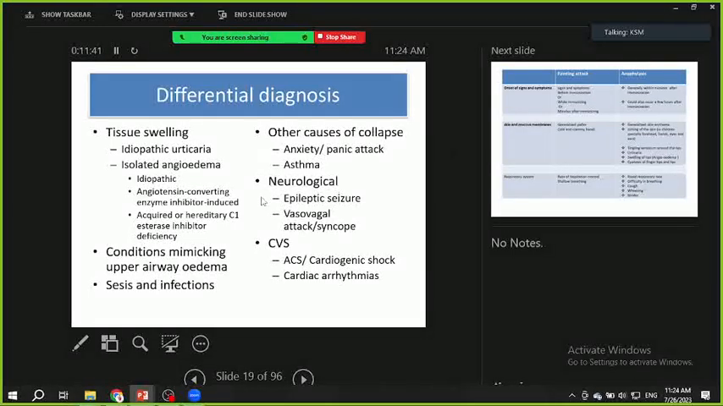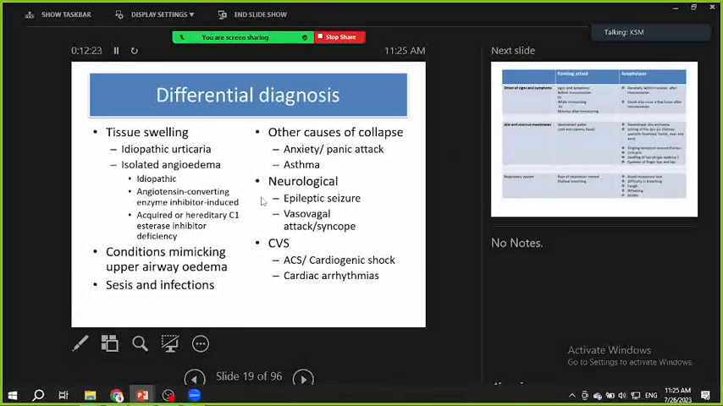What are the differential diagnoses in anaphylaxis? Tissue swelling: this could be idiopathic urticaria, or angioedema, idiopathic or ACE inhibitor related, or hereditary angioedema, and sepsis. And the other things: anxiety or panic attack, acute asthma exacerbation, which can come with bronchospasm, and also some neurological conditions like epileptic seizure, vasovagal episode. These days we tend to diagnose anaphylaxis whenever something happens after you give something. And in the cardiovascular system, acute coronary syndrome, cardiogenic shock, cardiac arrhythmia. Probably these are the differential diagnoses.